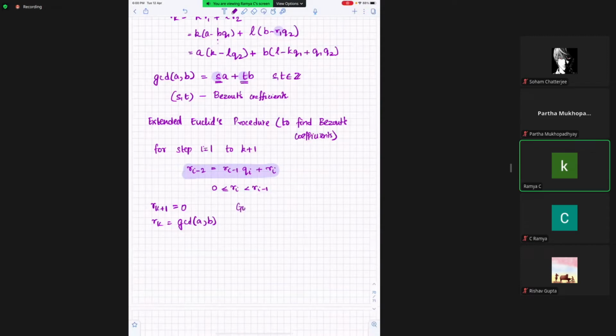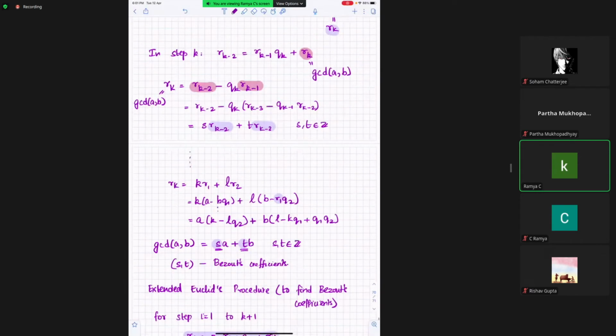The goal here is to find s and t. So let's say that you ran this GCD procedure, and it terminated in k plus 1 steps. So the kth step is your GCD. So I want to compute s_k and t_k. That is the Bezout's coefficients, these two things. That's what I want to do.